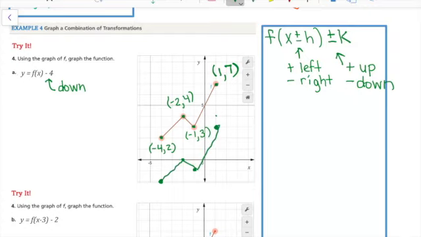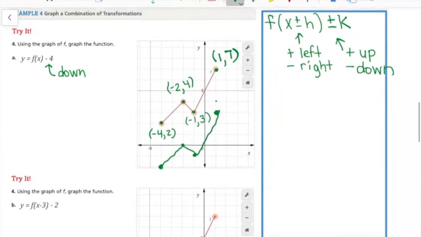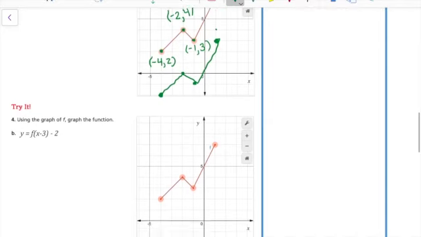Notice I have the same shape as before. And that's all that this question's asking. Using the graph, we're going to graph the function when it goes down 4.